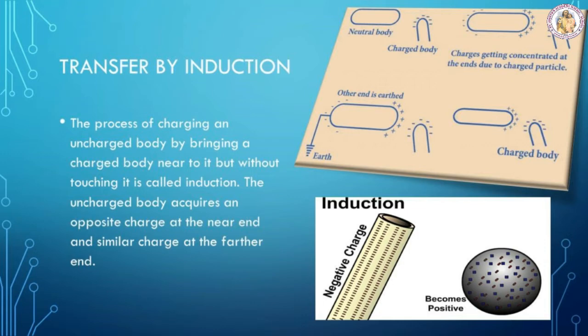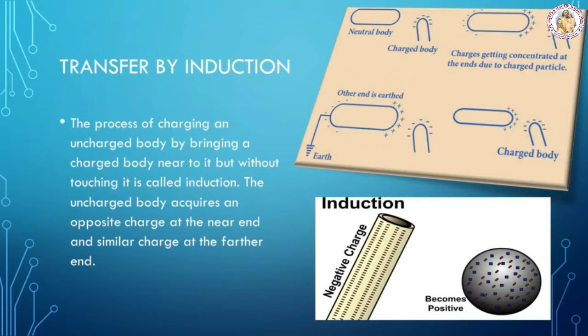Bring a negatively charged plastic rod near a neutral rod. When the negatively charged plastic rod is brought close to the neutral rod, the free electrons move away due to repulsion and start piling up at the farther end. This you can understand by the given picture, the neutral body and the charged body. The charged body is nothing but the plastic rod. It's negatively charged. Okay, so next the charge is getting concentrated at the ends due to charged particles.